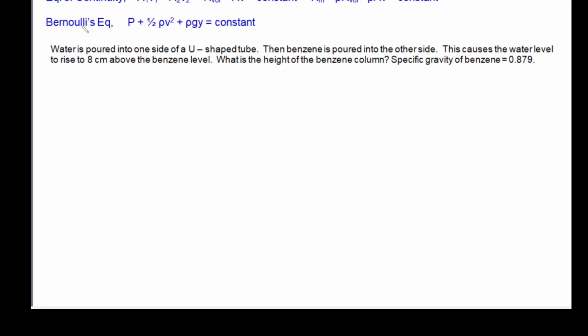Here's another problem. Water is poured into one side of a U-shaped tube. Then benzene is poured into the other side. This causes the water level to rise to 8 centimeters above the benzene level. What is the height of the benzene column? The specific gravity of benzene is equal to 0.879.